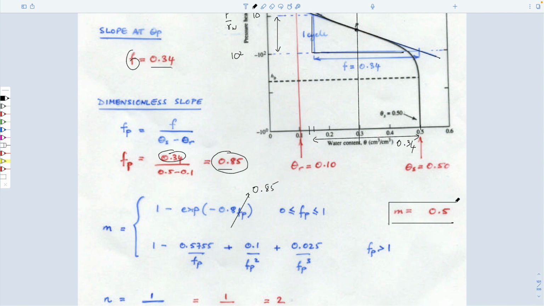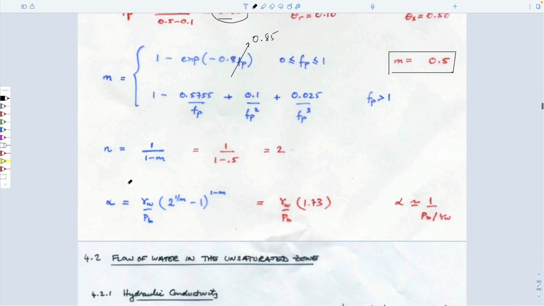And if we use this in the two final equations, we get the other coefficient, which is just 1 over 1 minus m. This is equal to 0.5. And 1 over 1 minus 0.5 is 1 over 0.5, which is 2. And the value of alpha is given by this term. So again, we have this value, we have this value.